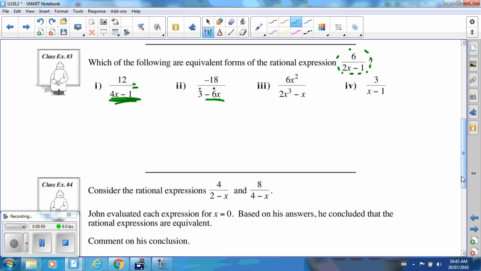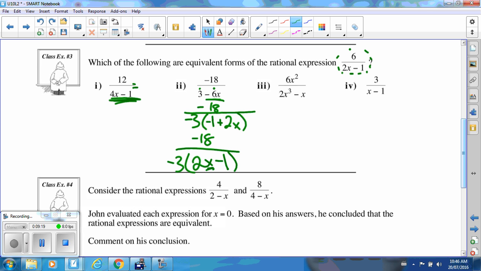In this case, I also have a common factor of 3, so I'm going to take out a -3 here, and that's going to leave me with -1 plus 2x, or I could rewrite that as -18 over -3 times 2x minus 1. And again, we generally want to put our x term first to make sure we're actually comparing the same things together. So this part looks the same. That's a good sign. Now I just need to simplify these. 18 divided by 3, well that's 6, and the fact they're both negative makes it positive 6. Hey, so this one works. This is equivalent. This is not equivalent.